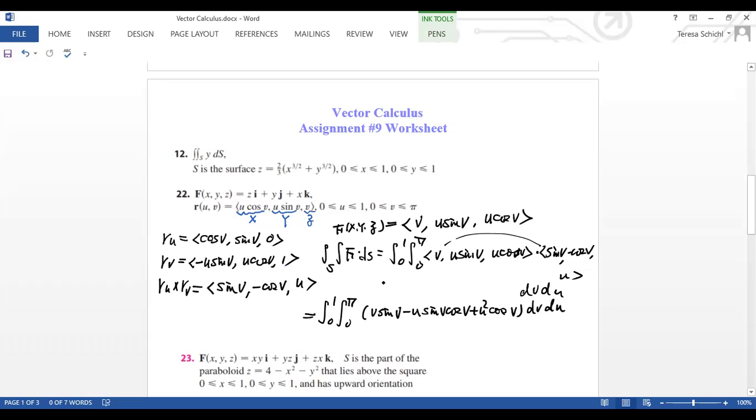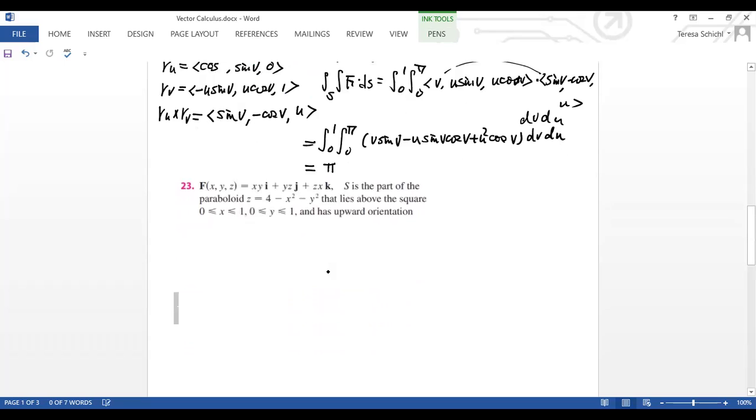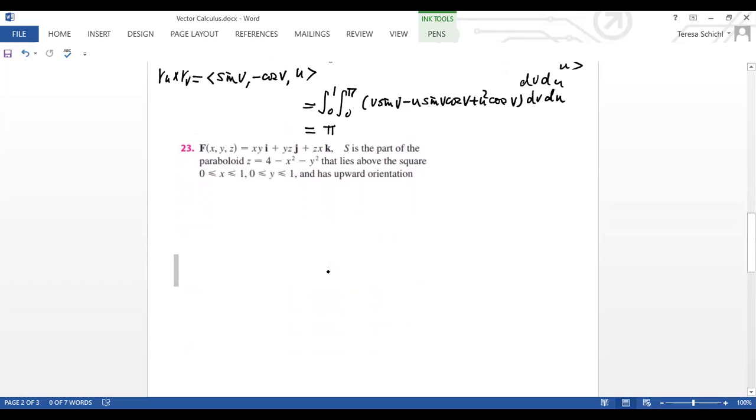So we change this vector field surface integration to a simple two-variable integration. Now you can do your regular integration. It requires no special skills. So in here, you will see this will be pi. All right. Then the next thing I'm going to do is problem number 23.